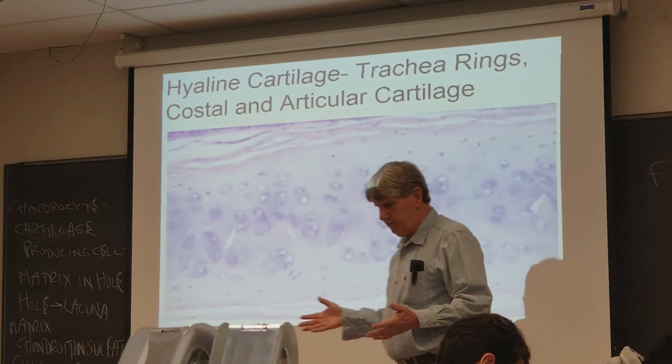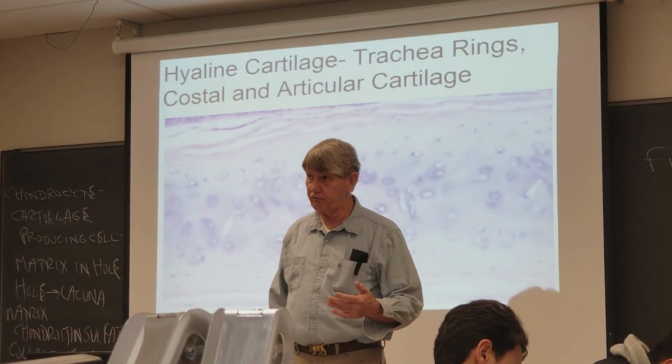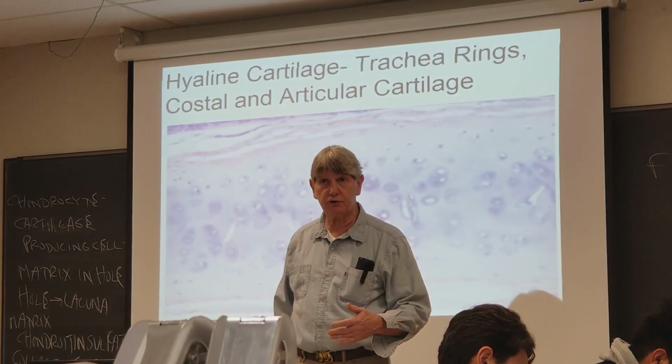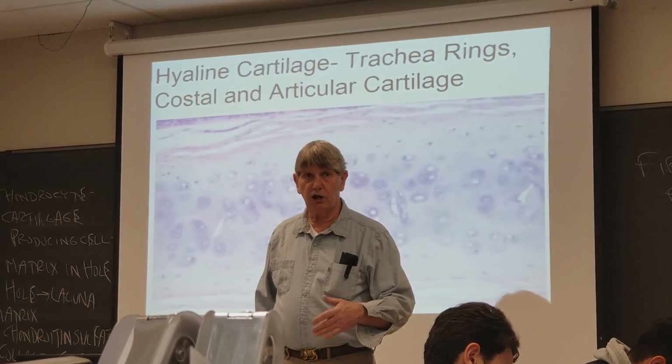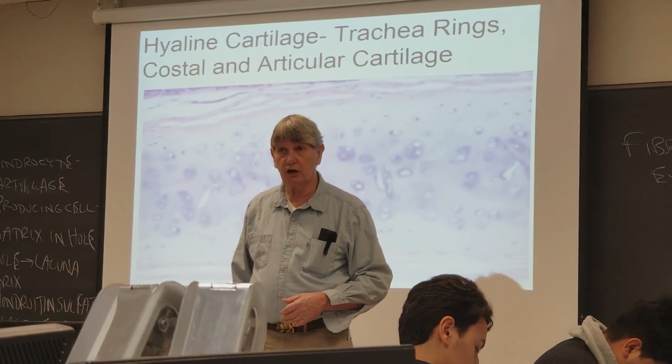All right, so anyway, that's our overview of the tissues. Again, blood and bone also fall into the adult connective tissue category. We'll talk about blood with the cardiovascular system, and talk about bone with the skeletal system.